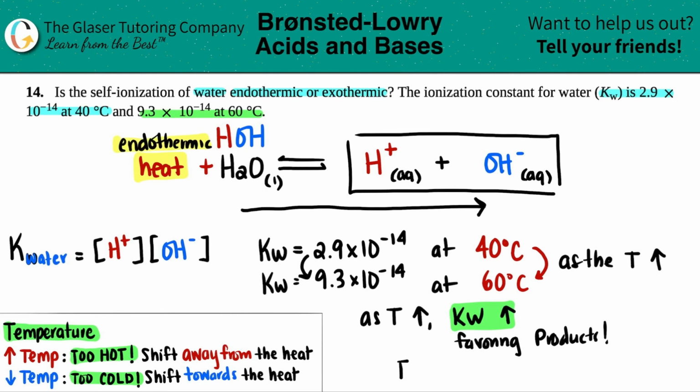And maybe I'll just put that over here, just to make it easier to see. And that's all the question was asking, right? Is the self-ionization of water endo or exo? It's endothermic. And we found that out because we just understood what was going on with increasing temperature. Kw was increasing, we shift to the product side, and the heat has to be on the other side. And that's it. Hopefully this helps.